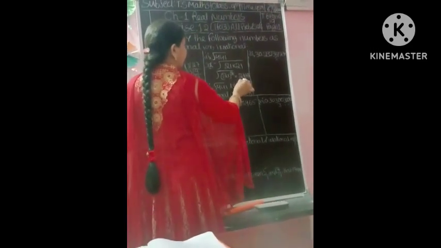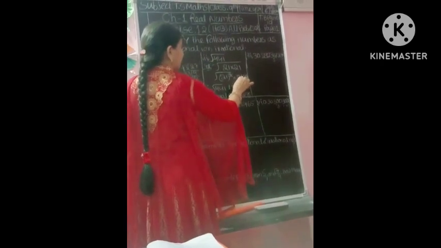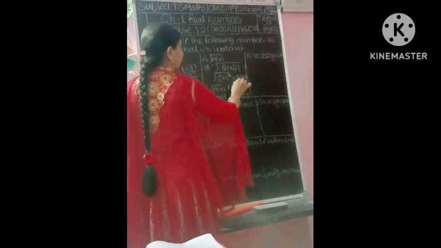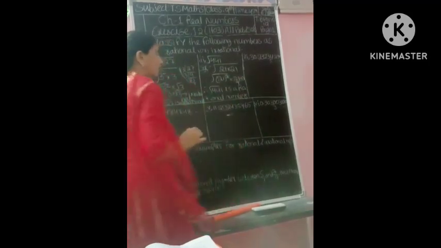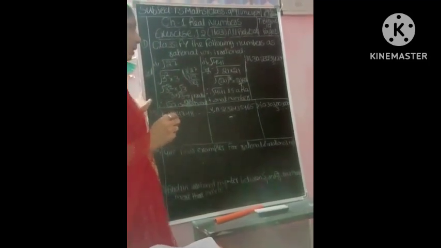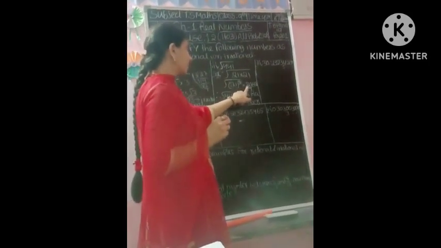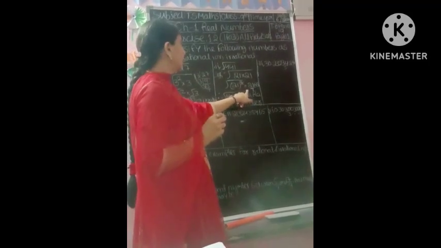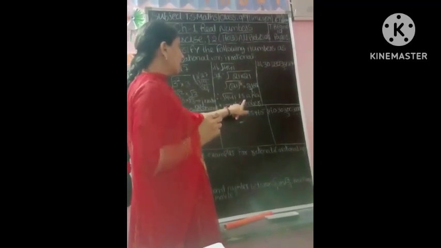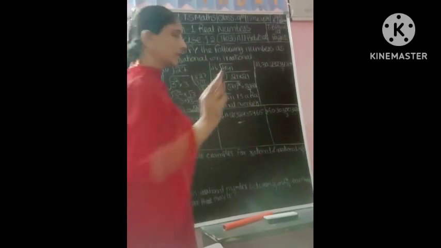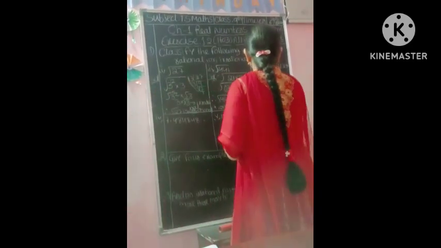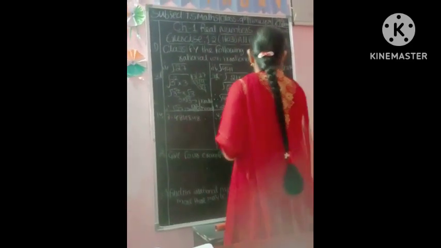21 can be written as 21 by 1, so in P by Q form. 21 can easily be written in P by Q form. So that's why the given number is a rational number. Okay, are you clear? Yes. Next we will go to the third one.